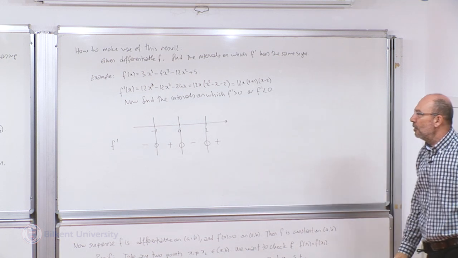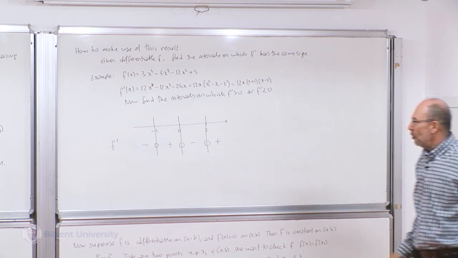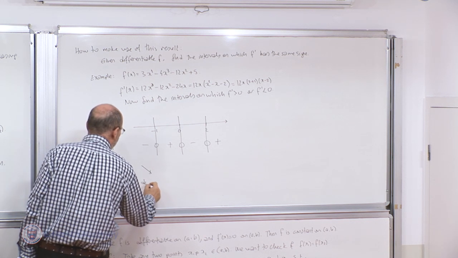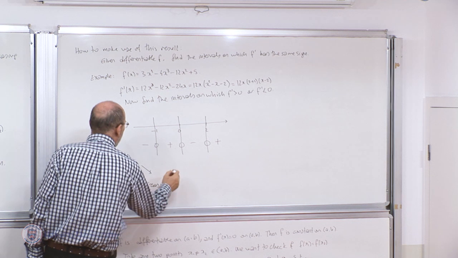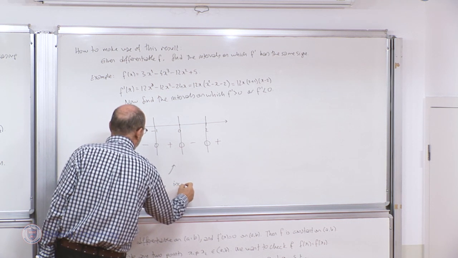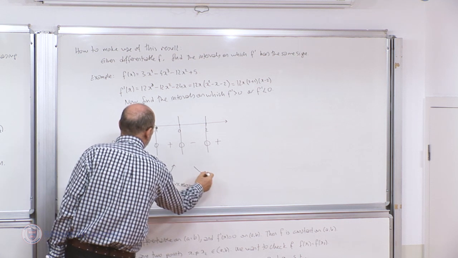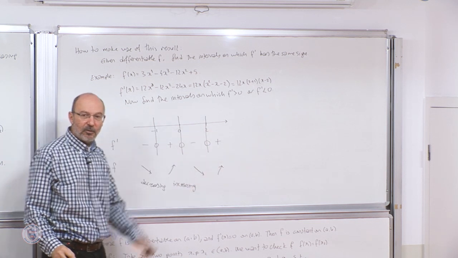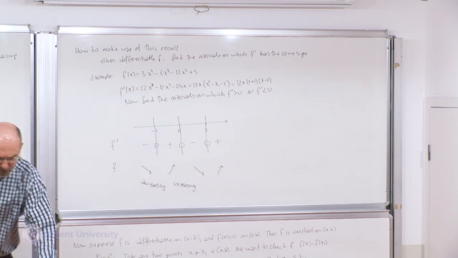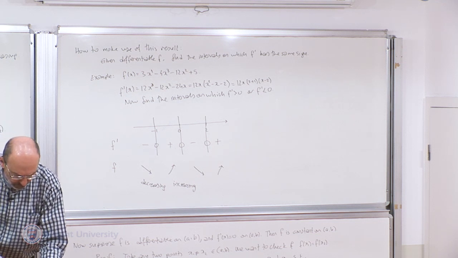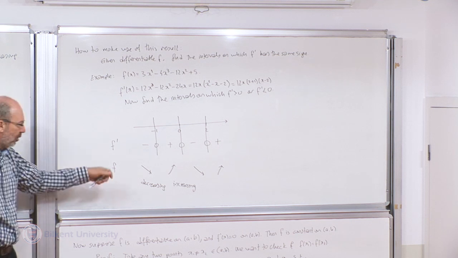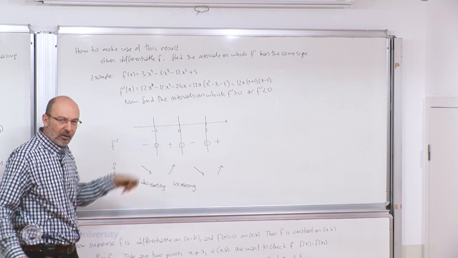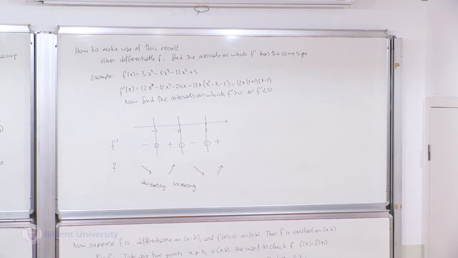In this case, since the roots are simple, f is decreasing here. This is the sign we use for decreasing. It is increasing here, decreasing here, and increasing here. This gives you an idea about the shape of the graph. Let's check if it is given in the book. It is given in the book something like this. Of course, we don't know how far it goes down without calculating. The first derivative gives us only this much information.